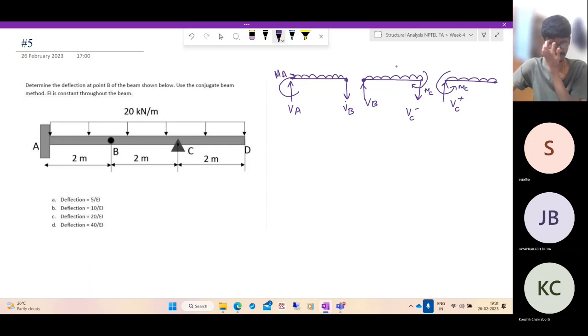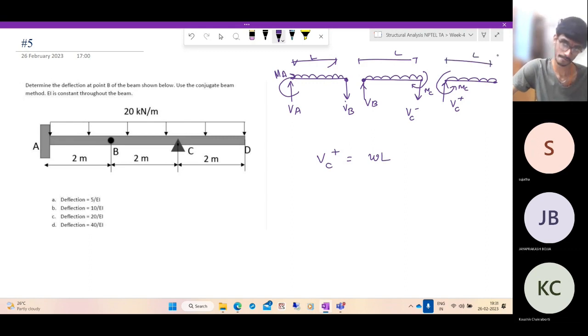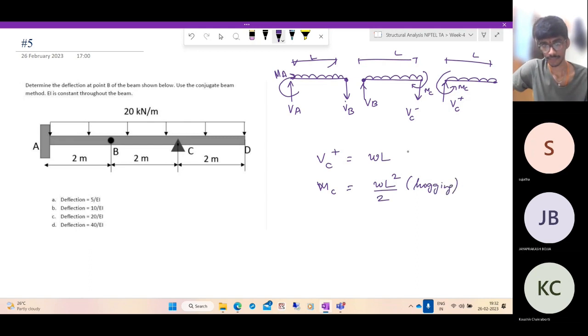Now, very quickly we can find out what the unknowns are. VC plus is nothing but W into L. Let us take each of the spans to be of length L, say 2 meters. So VC plus is WL. And what is MC? MC is W L square by 2 in this direction. So it is hogging. This is upwards.